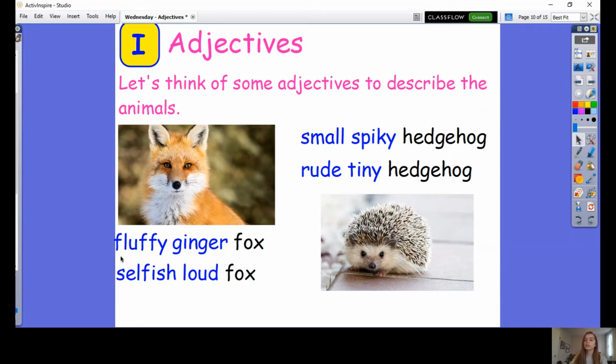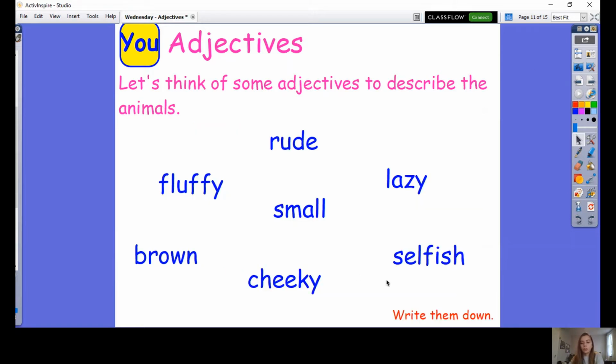Now, when writing adjectives, I don't pick 1, I pick 2 adjectives to describe my animal. Here for my fox, I said it was a fluffy ginger fox. I also said it was selfish and loud. For my hedgehog, I said it was small and spiky. And I also said it was a rude, tiny hedgehog. So notice here how I have 2 adjectives for each animal. Now here is a list of other words I could use to describe my animals.